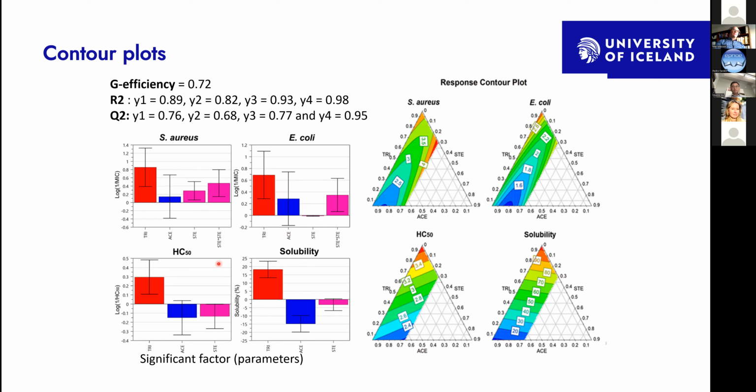In some regard, the lipophilic group is somewhat... does not have... degree effect is somewhere. So there is some synergistic effect, and to represent this result, we make this response contour plot.